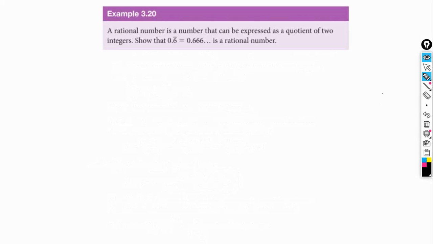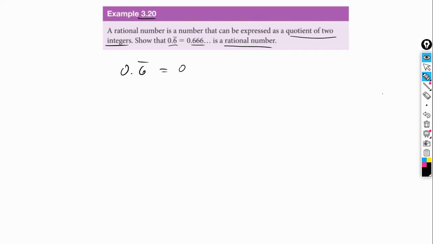So now let's do example 3.20, and it says a rational number is a number that can be expressed as a quotient of two integers. Show that 0.6666 is a rational number. Okay, so let's look at this as a sequence. Now notice that we can express 0.6 with that dash on top.